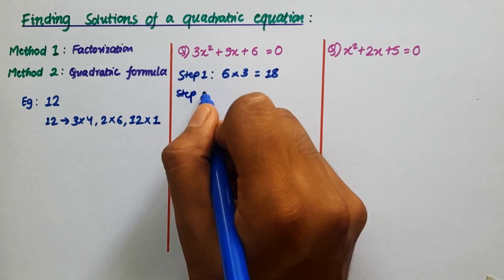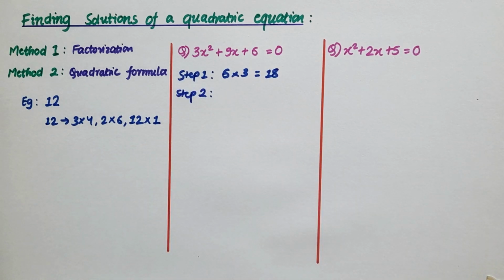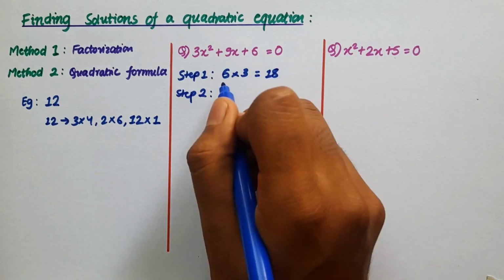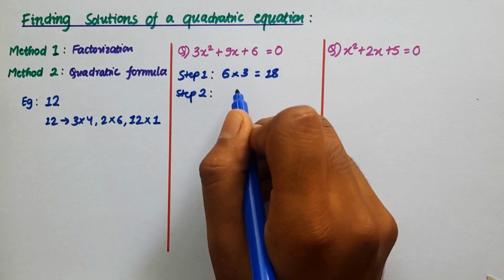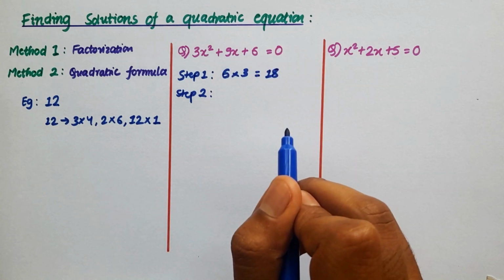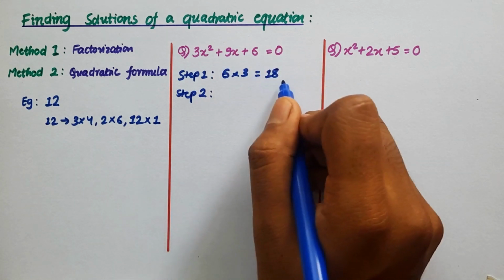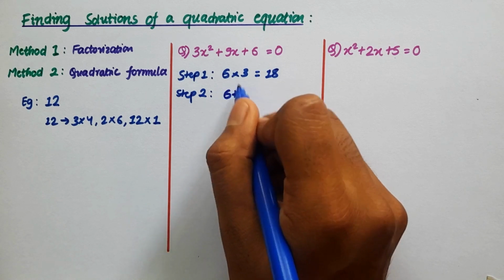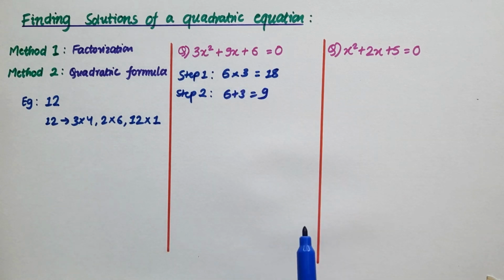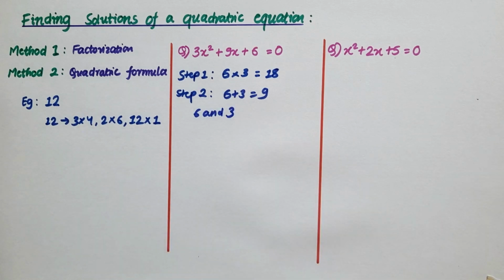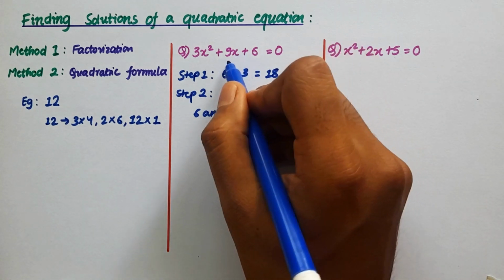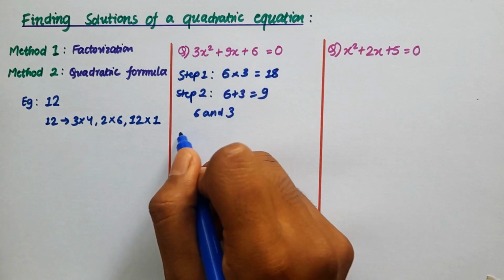Now in step 2, what we do is we search for two numbers whose product gives me 18 and whose sum gives me 9. But wait a minute, I have 6 multiplied by 3 as 18. So if I add 6 and 3, doesn't that give me 9? Yes, that means 6 and 3 are those two numbers that will satisfy both these conditions. So now what I will be doing is substituting 9 with 6 plus 3.